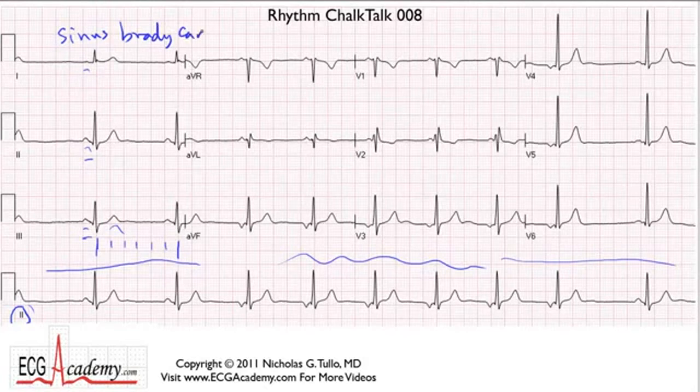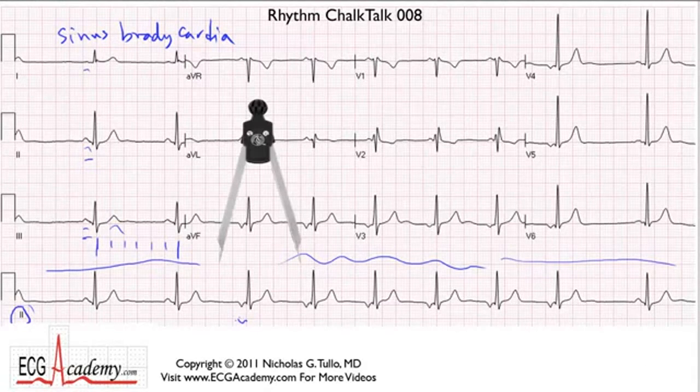Pretty simple, right? But if we go down to our rhythm strip, we can see that this third beat, something changes. The P wave looks different. It looks upside down. It's an inverted P wave in lead 2. And that makes you think that the P wave is coming from somewhere else in the heart. After all, axis gives you an idea of direction. And if the P wave changes its axis, then usually that means the P wave is coming from a different spot in the atrium.